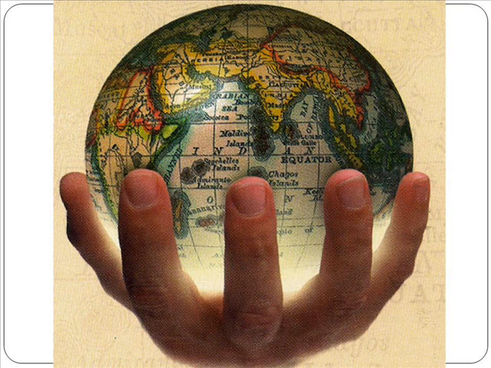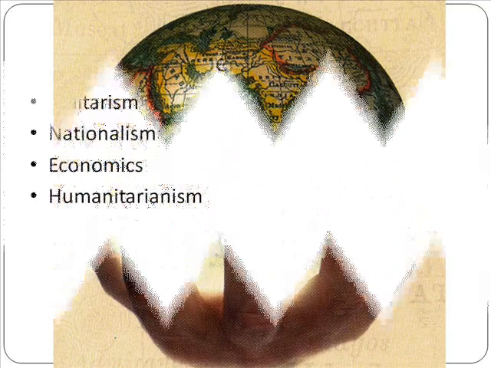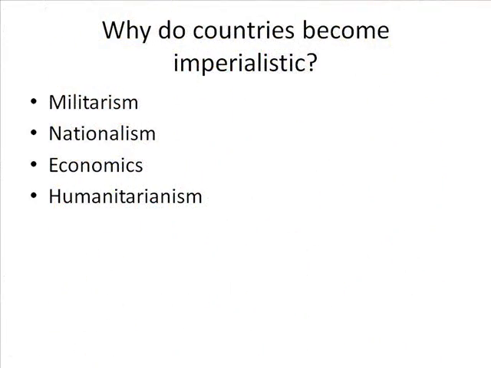So in the late 1800s and early 1900s, the U.S. got involved outside of the U.S. in several different ways, and all of those are examples of imperialist actions. So why do countries become imperialistic? Well, there are four main reasons.